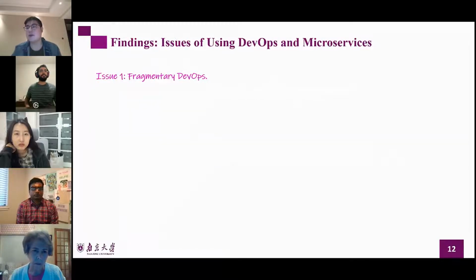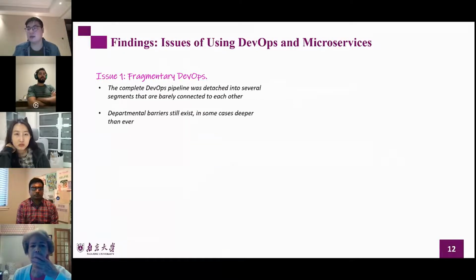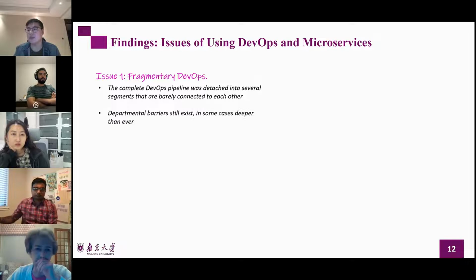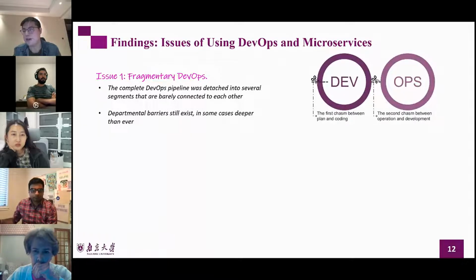The first, software organizations are keen to improve DevOps pipelines, but may have less interest in the essentials that DevOps advocates for the holistic improvement. The complete DevOps pipelines were divided into several segments that are barely connected to each other. The first split is between planning and coding.